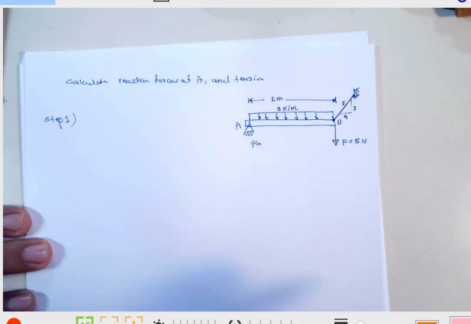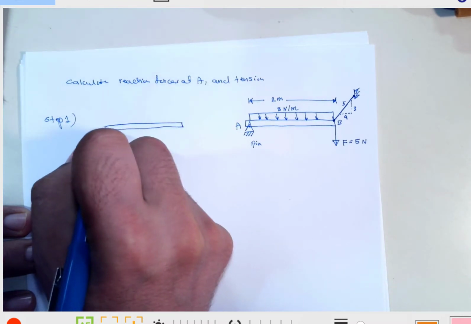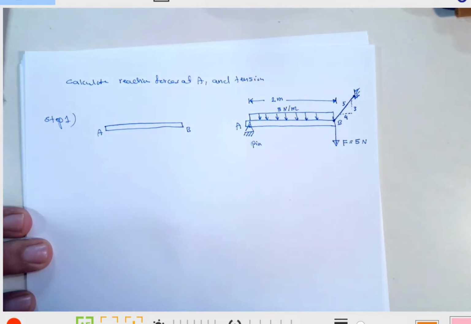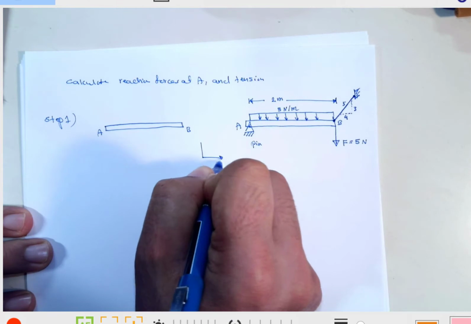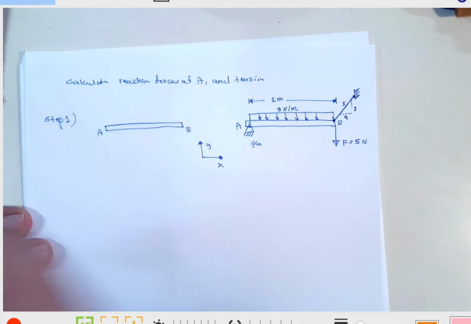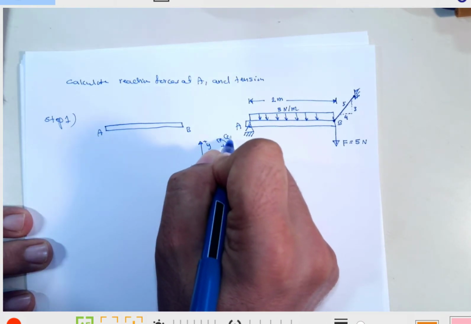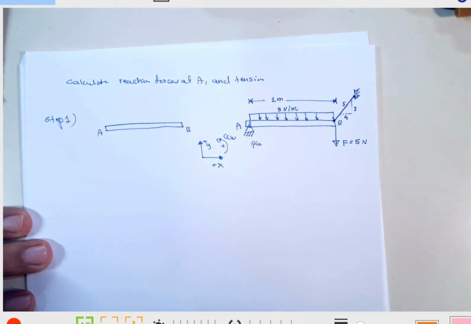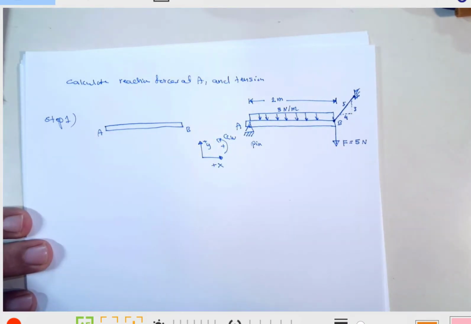So step number 1 is draw the free body diagram, establish your coordinate system, and label all the forces. So first of all, I choose my positive coordinate system. This is counterclockwise to follow x positive to the right, upward positive, counterclockwise moment positive.